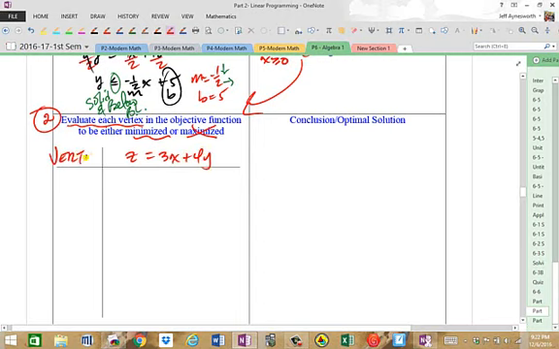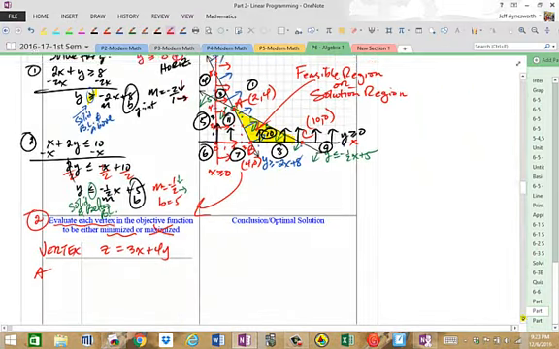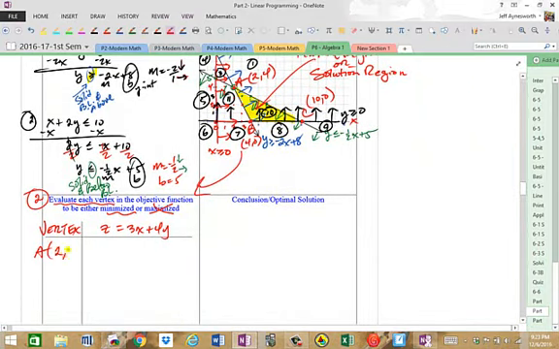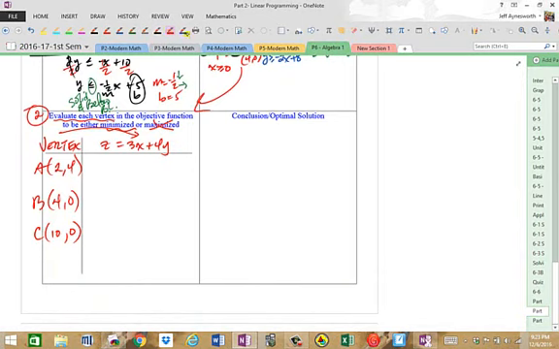We're going to write the vertices over here, vertex. Let me see, A, and let's go back up to the graph here. What is A? Okay, so A is 2 comma 4. So let's go down here at 2 comma 4. B is 4 comma 0. And C is 10 comma 0. And what we want to do is substitute them in. We want to take these, substitute them in the objective function here, and we're going to minimize it. We're going to look for the minimum.